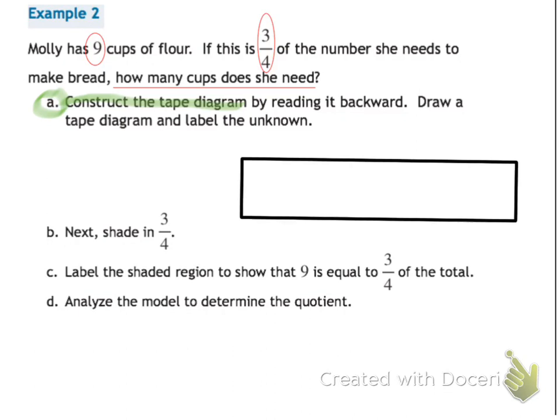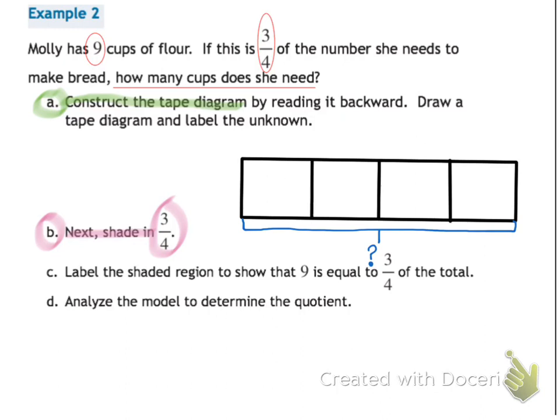Here's my tape diagram. And that's the unknown, right? We don't know the value of it yet. Part B, next shade in 3/4. In order for me to shade in 3/4, I need to partition my tape diagram into 4 equal parts. Now I can shade in 3/4.